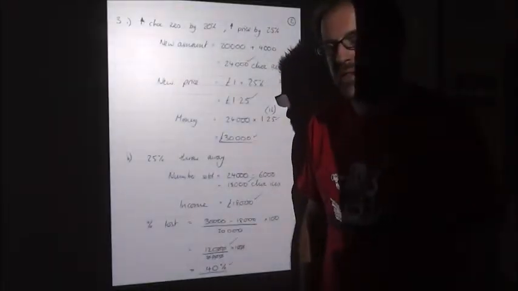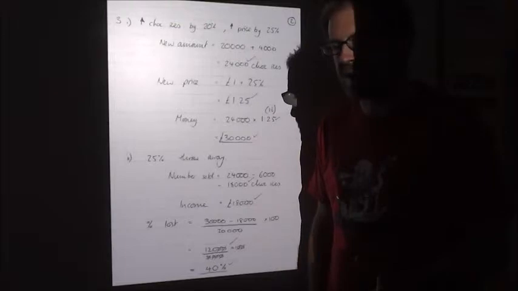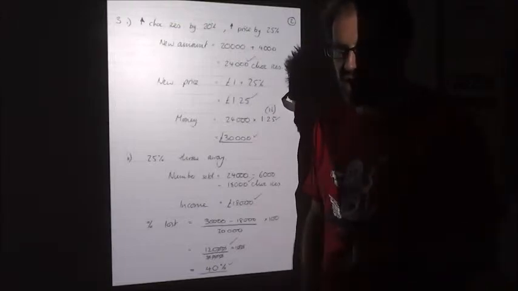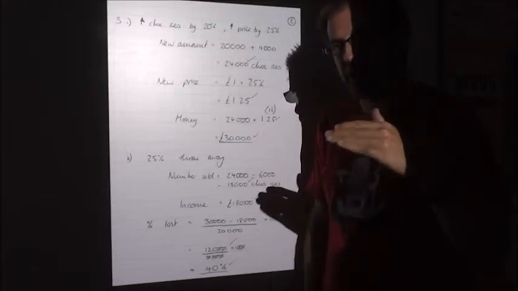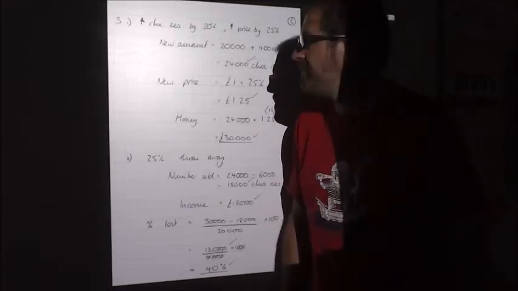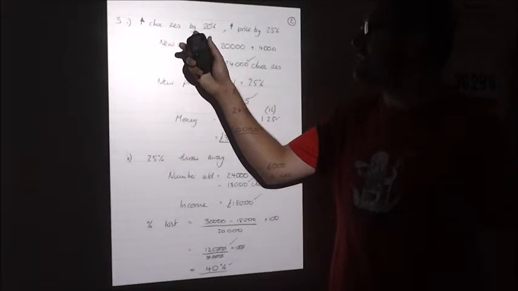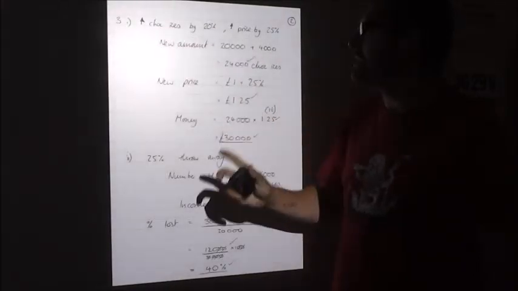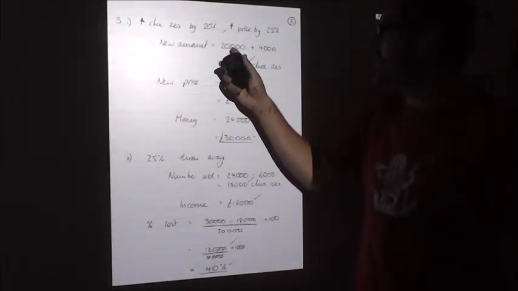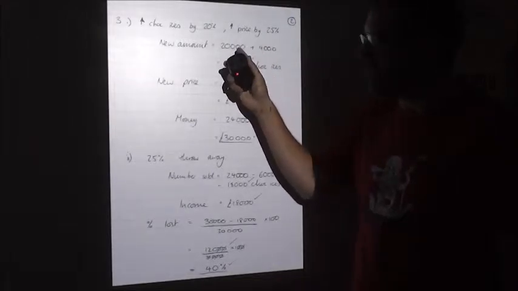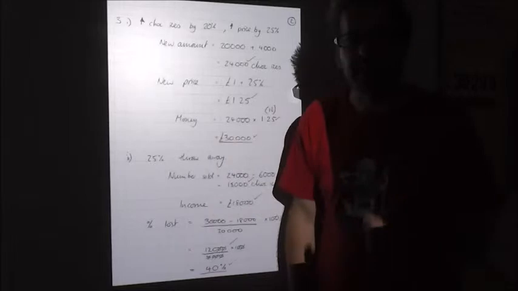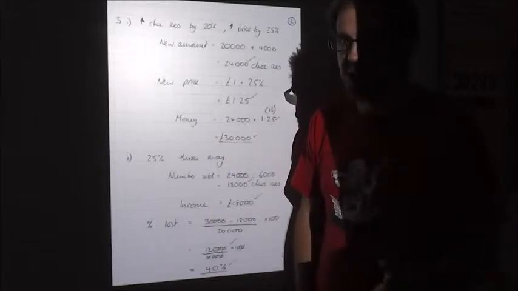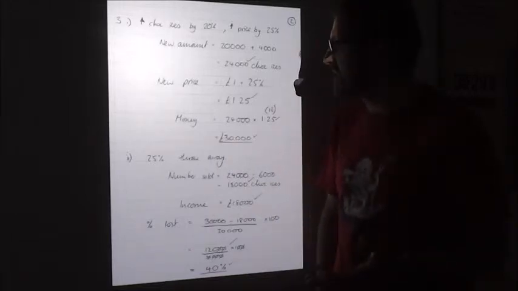Okay, question 3 is all about percentage increase and decrease. Make sure you show your working out clearly. Make sure that anyone who's marking it knows what you're doing in each step. So first of all, we need to increase the chalk ices number by 20%. So that is 20,000 plus 20% of 20,000, which is 4,000. And the sum of that means they expect to sell 24,000 chalk ices.